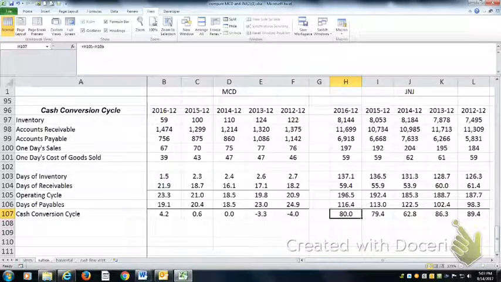All right, McDonald's cash conversion cycle is essentially 0, and J&J's is roughly 3 months. So a big difference between the two. That ain't necessarily good or bad. It's different.